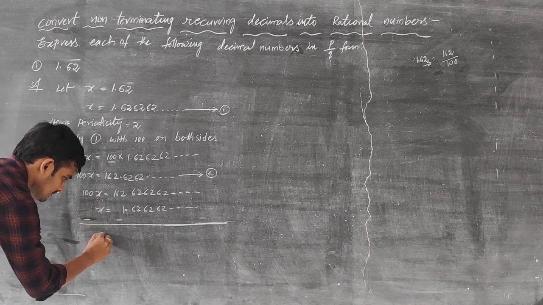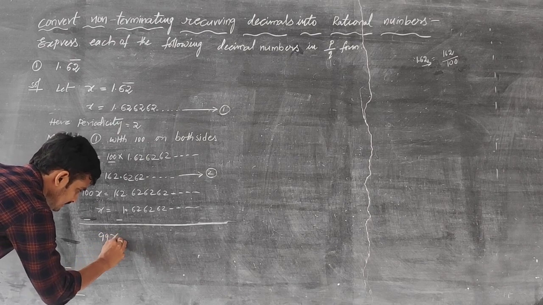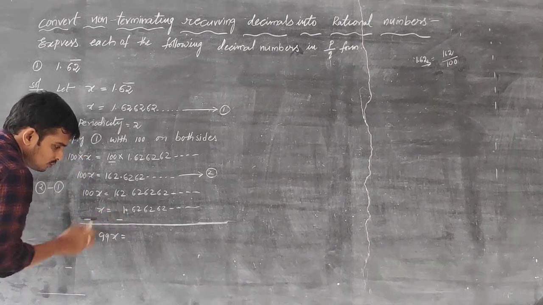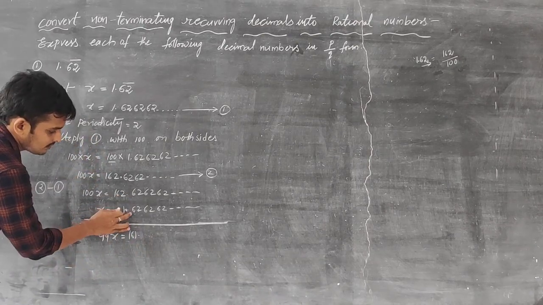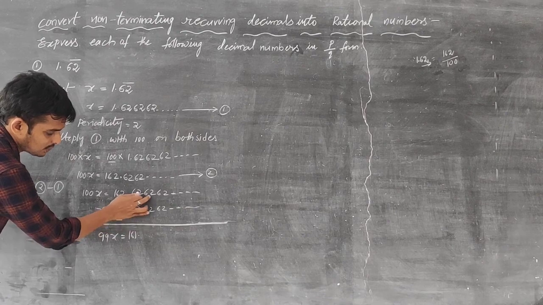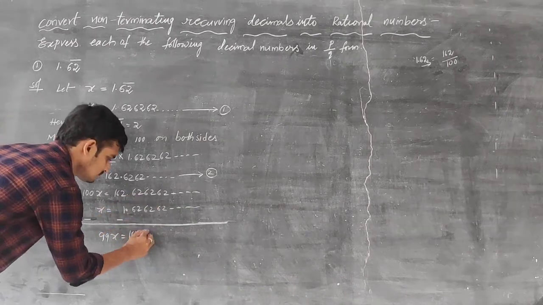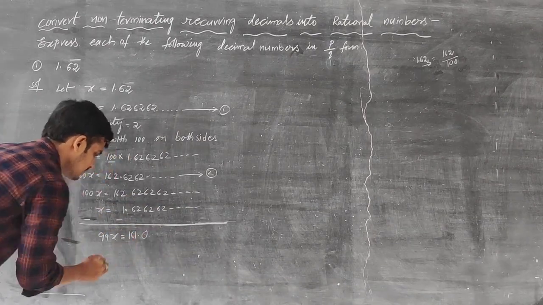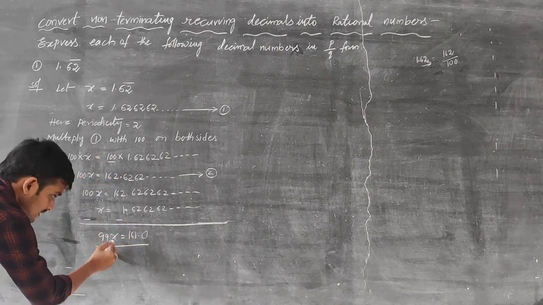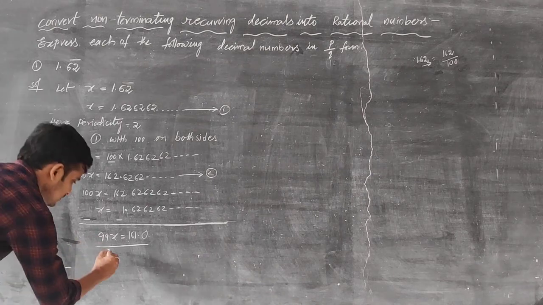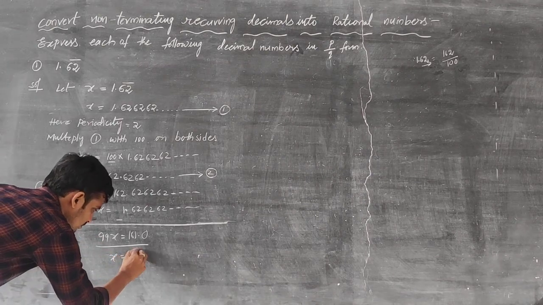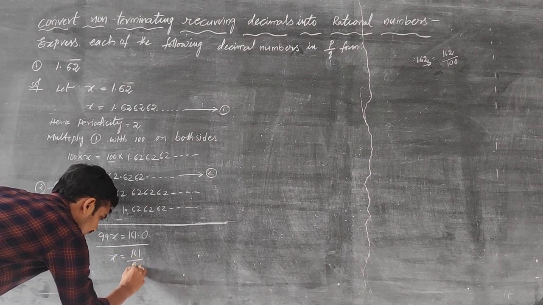100x minus x is equal to 99x. That is equal to 162 minus 1, which is 161. Here 6 minus 6 is 0, 2 minus 2 is 0, 6 minus 6 is 0, 2 minus 2 is 0, and so on, so simply we write 161. That means x is multiplied by 99. If you transpose 99 to the right side, it becomes divided by. So then x is equal to 161 by 99.